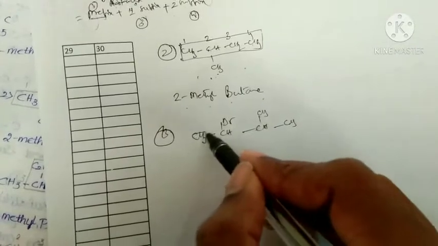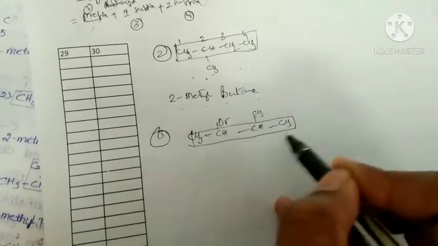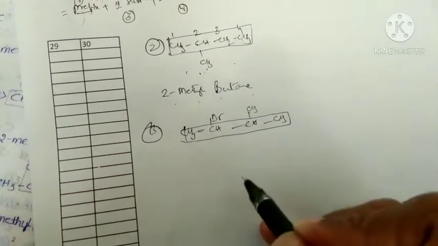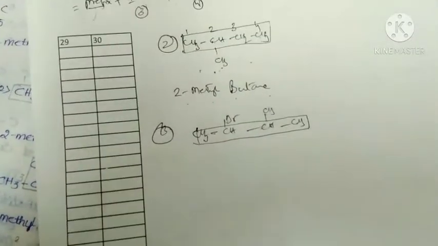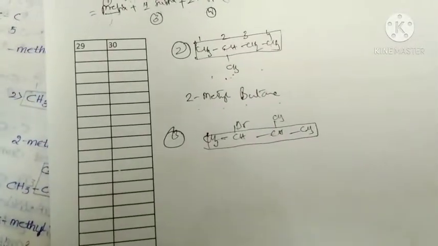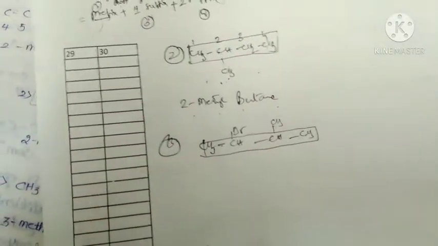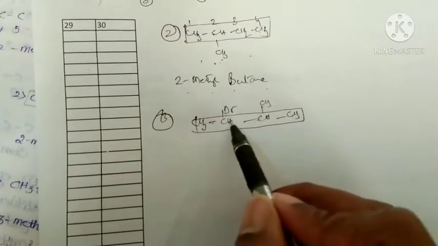In this, if you consider this one or this one, both straight chains contain 4 carbons. Now I am selecting this one as the straight chain. After selecting the straight chain, we have to give numbering. Before giving numbers, what should we see? Whether the compound contains substituents or functional groups.